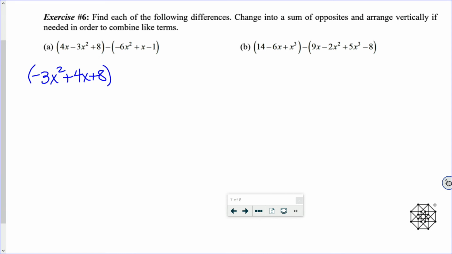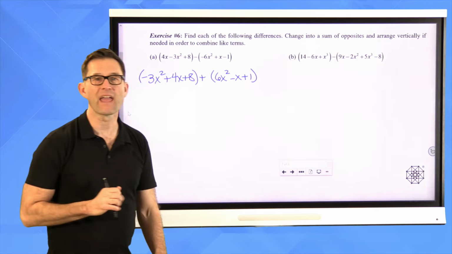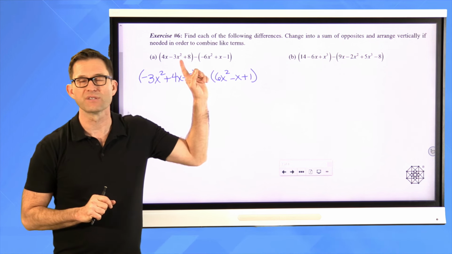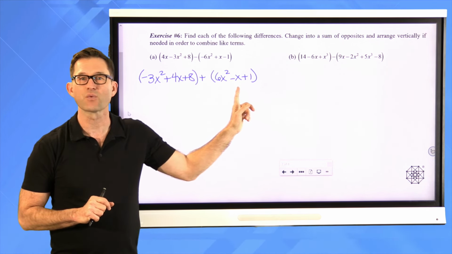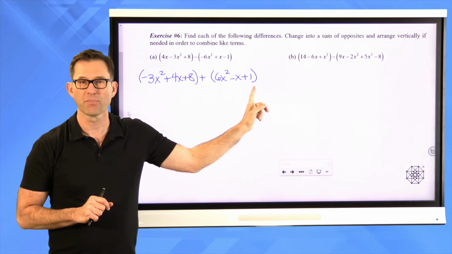Okay? Then I'm going to rewrite the second one by changing it into an addition of opposites. Right? So I'm going to change that subtraction into an addition. And I'm going to make everything the opposite inside of here. So instead of negative 6x squared plus x minus 1, I've got positive 6x squared minus x plus 1.